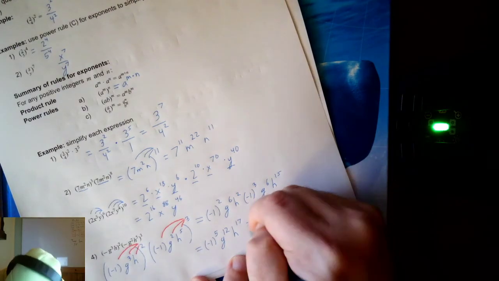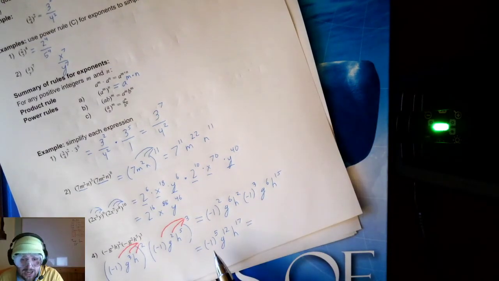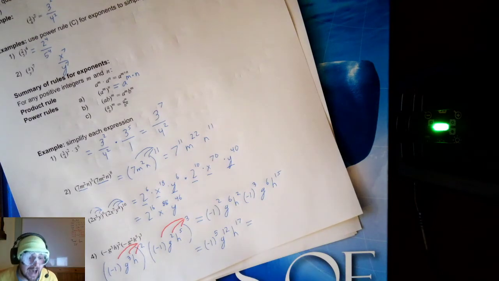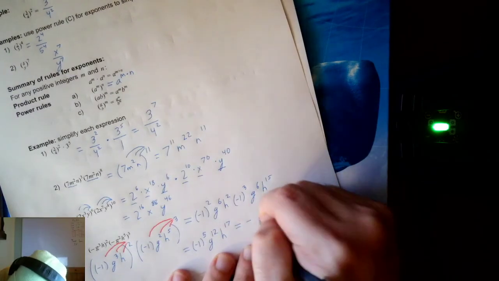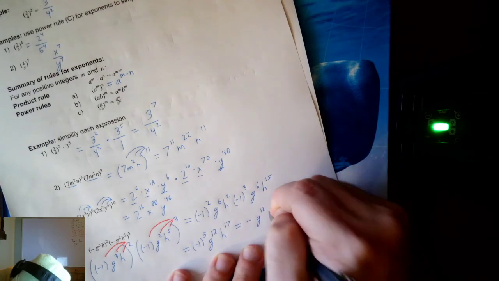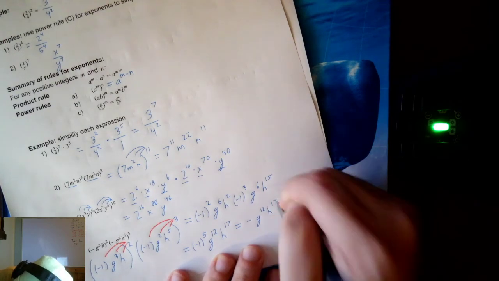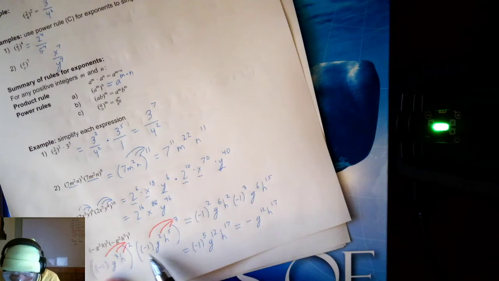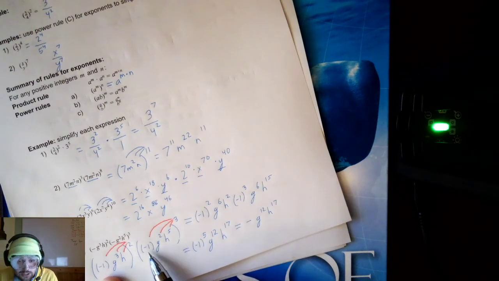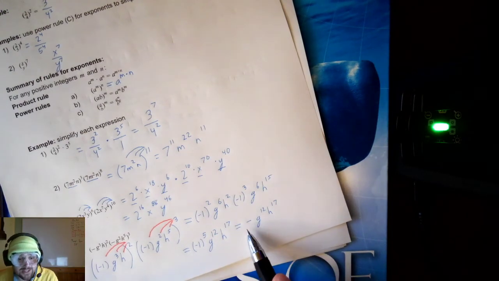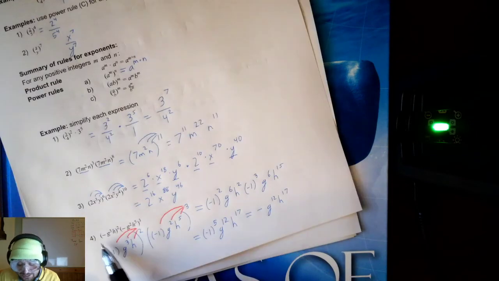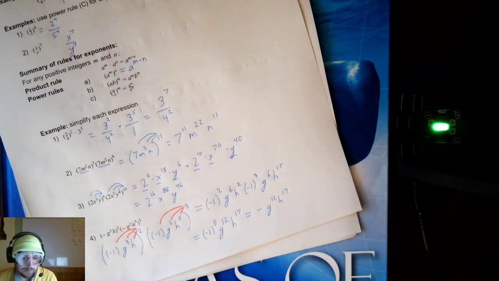And I'm almost done. I just have to sort out the negative. We said an odd number of negatives leaves it negative. An even number of negatives would be positive, right? But an odd number leaves it negative. So this would be negative g to the 12, h to the 17. The negative 1 is in the problem just so I know whether my answer is negative or positive. I need to keep track of it throughout the problem.